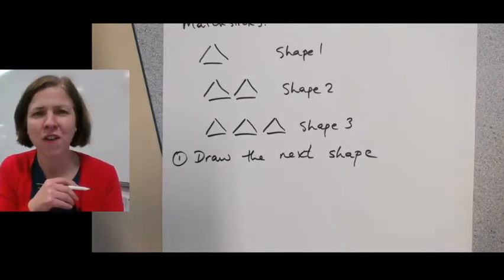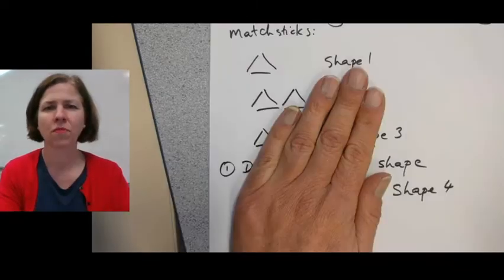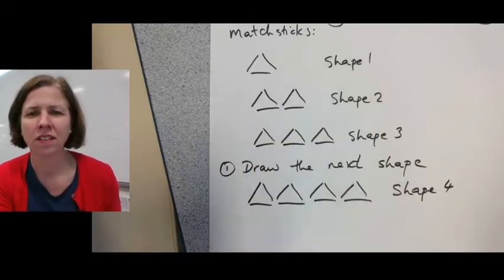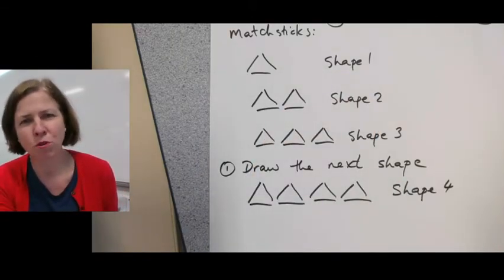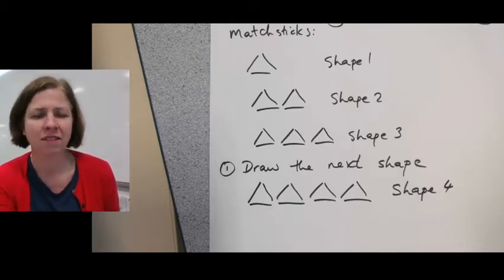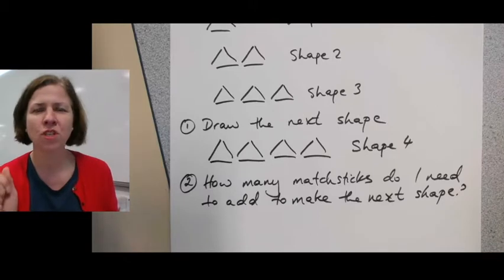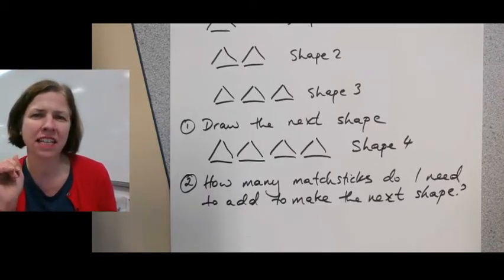I'm just checking that you've actually hit pause. Hit pause now. So I'm going to show you what I got now, and hopefully your shape looks the same as mine. Shape 4, it's 4 triangles. You probably pretty easily predicted that. Okay, here's the next question. The next question is, how many matchsticks do I need to add to make the next shape?